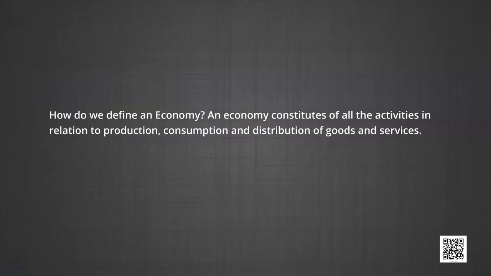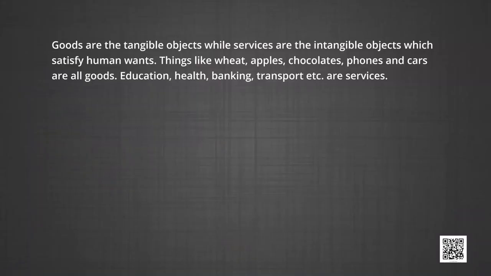So, how do we define an economy? An economy constitutes all the activities in relation to production, consumption, and distribution of goods and services. Let us first understand what we mean by goods and services. Goods are tangible objects which are used to satisfy human wants, and services are intangible objects which are used to satisfy human wants as well.